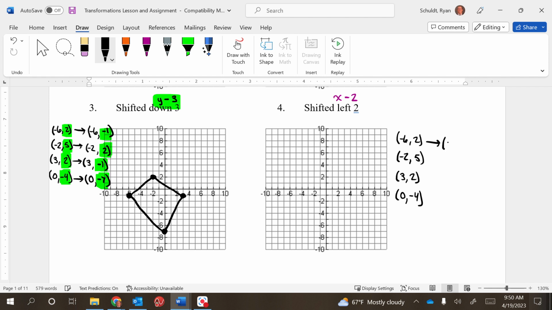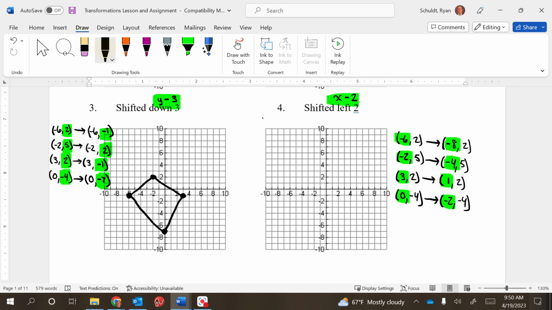So negative 6 minus 2 is negative 8, 2. Negative 2 minus 2, negative 4, 5. 3 minus 2, 1, 2. 0 minus 2, negative 2, negative 4. So with this translation, we just took our x's and subtracted 2 from them. That's all we did.